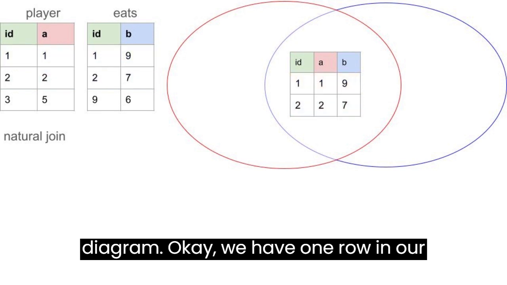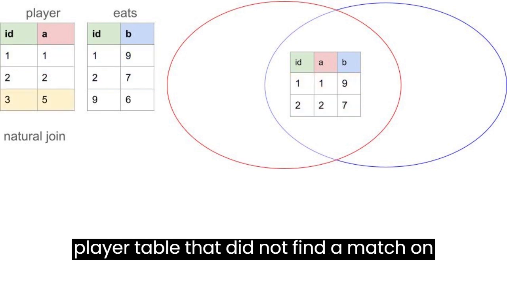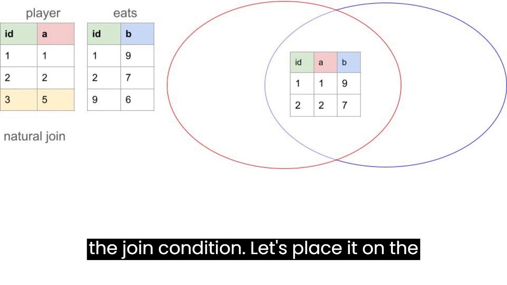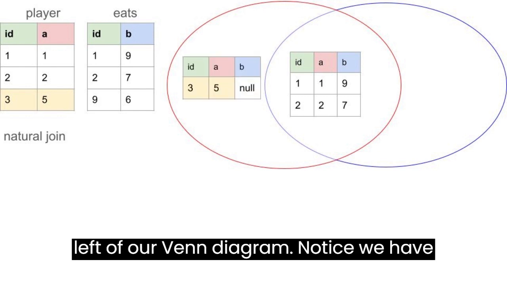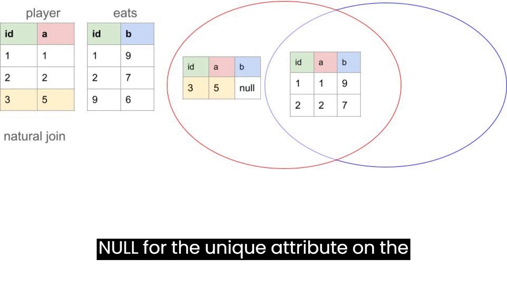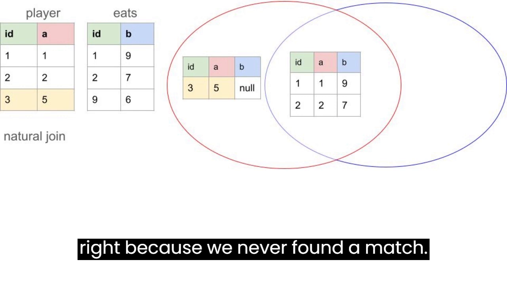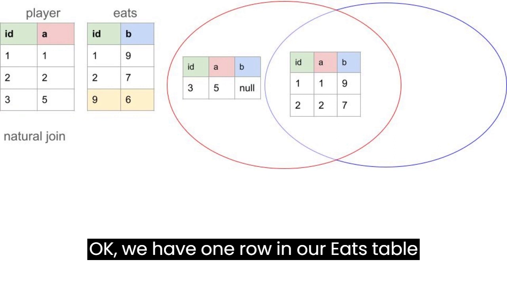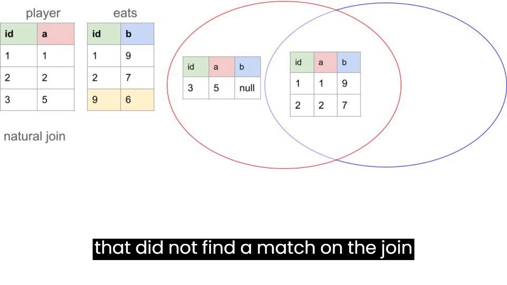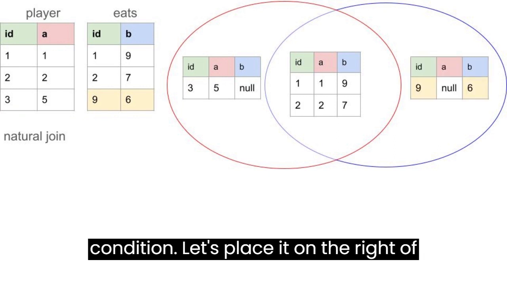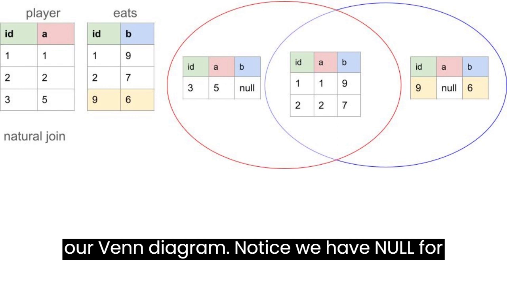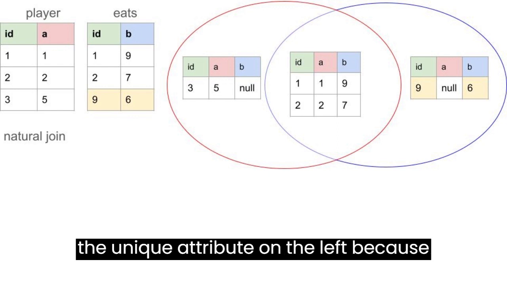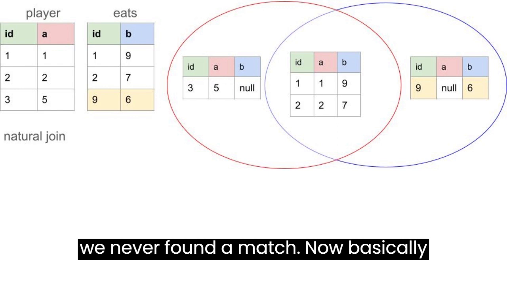Okay, we have one row in our player table that did not find a match on the join condition. Let's place it on the left of our Venn diagram. Notice, we have null for the unique attribute on the right because we never found a match. Okay, we have one row in our each table that did not find a match on the join condition. Let's place it on the right of our Venn diagram. Notice, we have null for the unique attribute on the left because we never found a match.